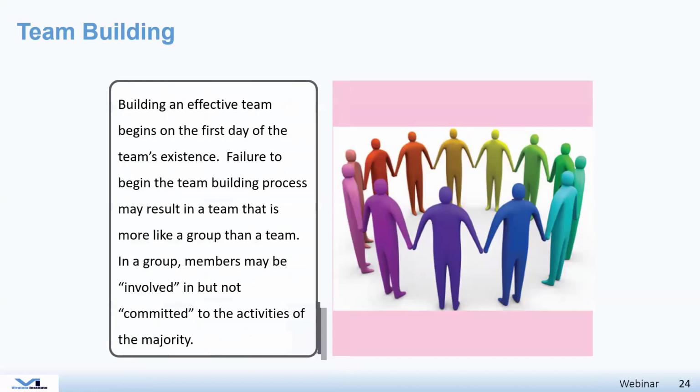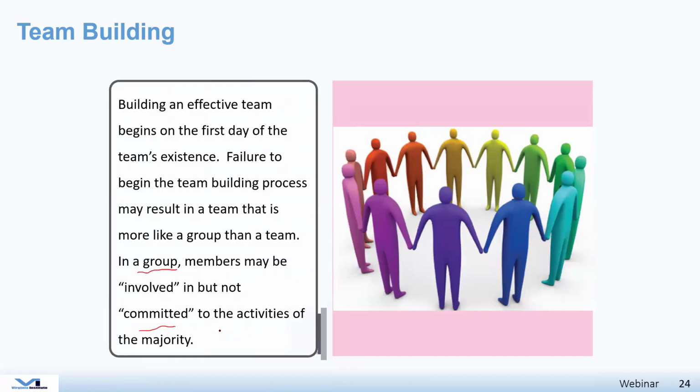So team building is a must for a project team. And from day number one, when you start working on the project as a project manager, you need to start thinking about how you will build your team and end up having a high performance team. The idea is that you do not want to end up having a group of team members, but rather individuals committed to the project objectives that you can refer to as a team.